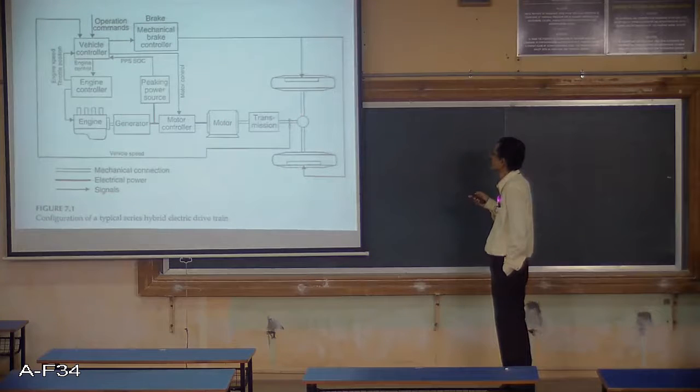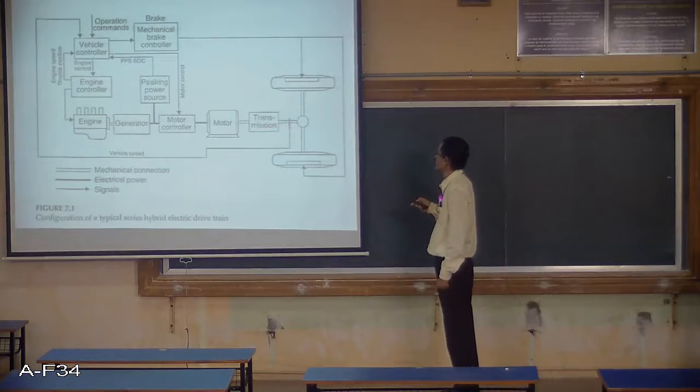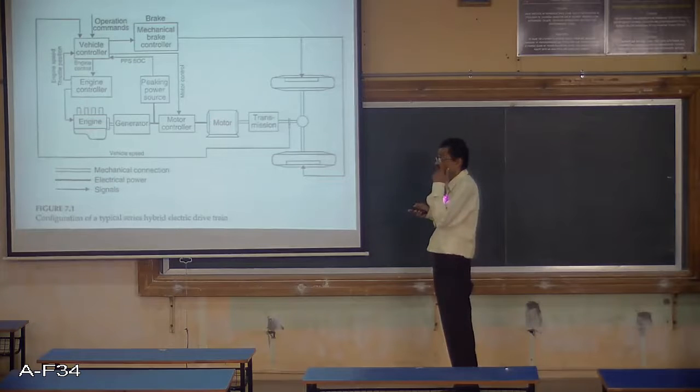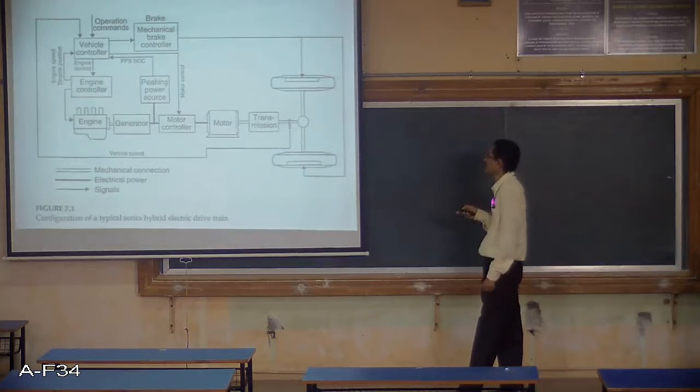So whatever mechanical power or kinetic energy is developed in the wheels will be transferred back through the mechanical transmission drive to the motor. This motor will now work as a generator, and this generator will feed the power back into the peaking power source, or it can feed the power into the generator and the engine.